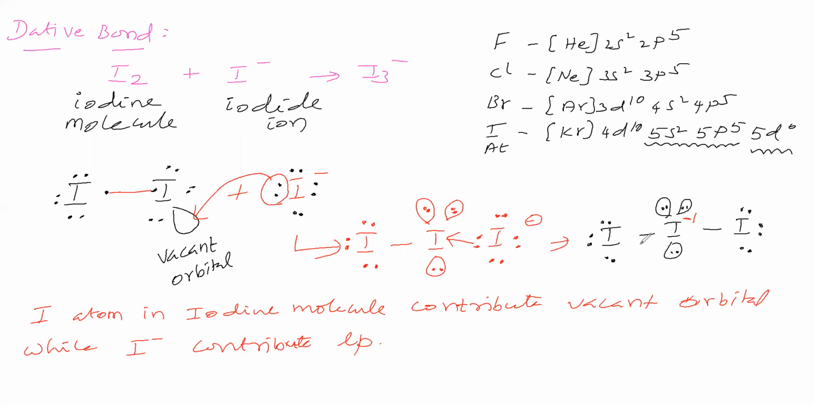Now what is the hybridization of this I3 minus? The I3 minus shape is linear. To see the hybridization, take the central atom. This central atom has 2 sigma bonds and 3 lone pairs.